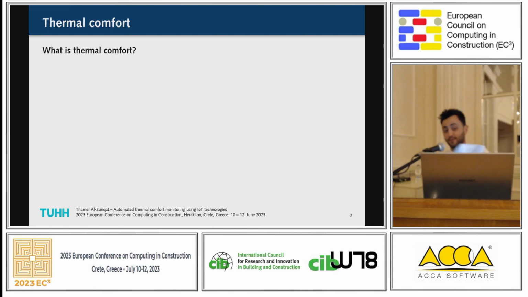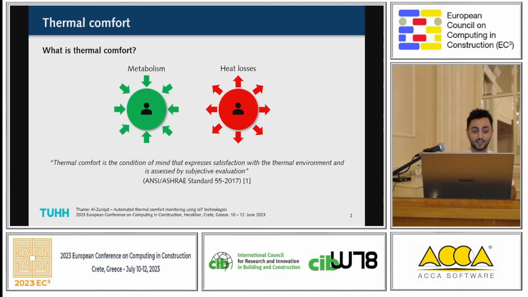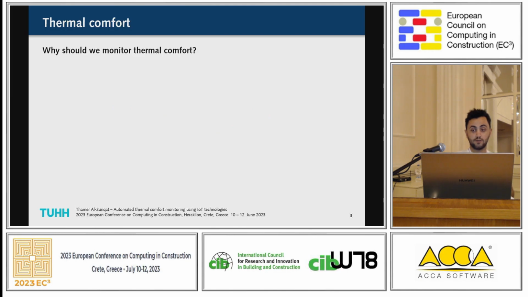Thermal comfort is the condition of mind that expresses satisfaction with the thermal environment as defined by the ANSI and the ASHRAE standards. So according to a lot of research, why do we monitor thermal comfort?